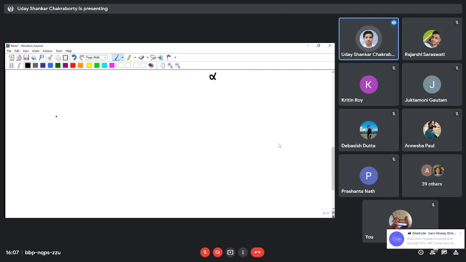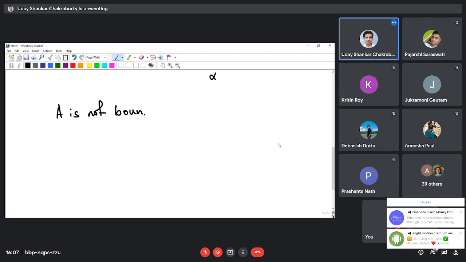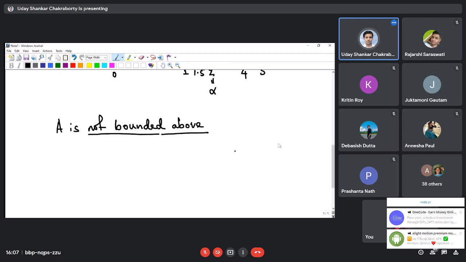So I want to define this. A is not bounded above. Yeah, that is very good what Annesha did. If you have any doubt of any sort, please stop me and ask. A is not bounded above. Now I want to define this. Now can anyone help me?